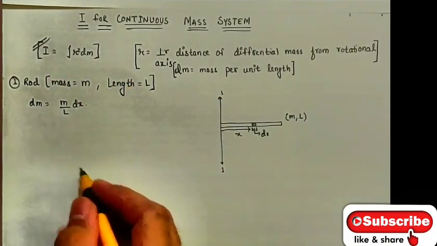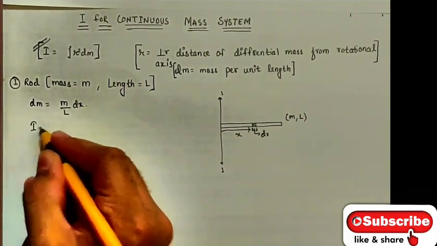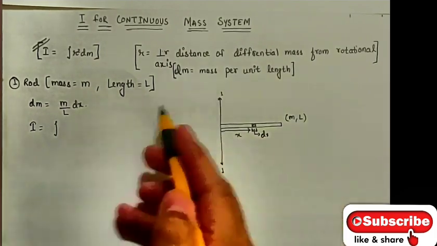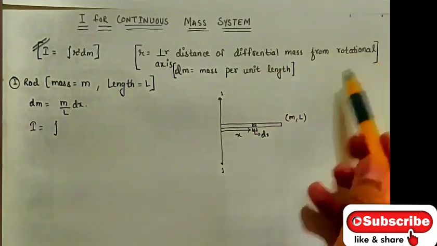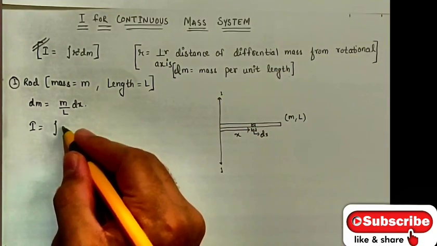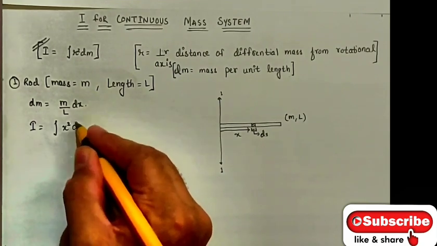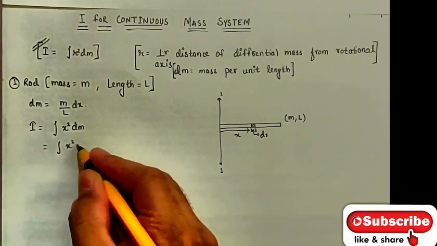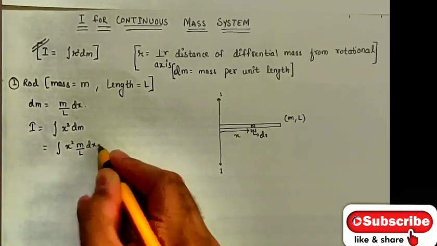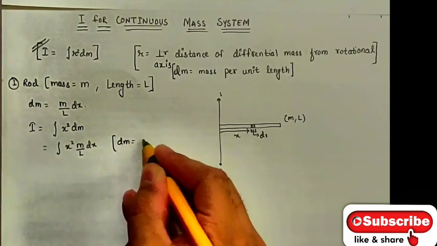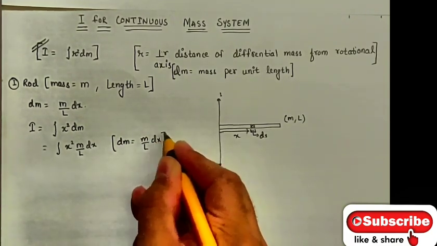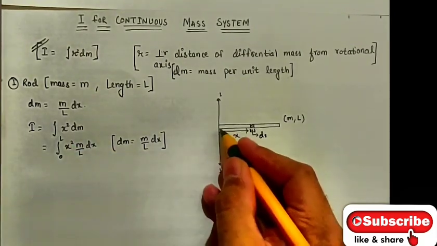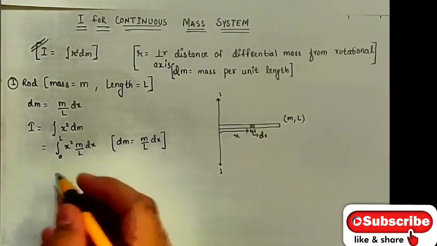Now from the above definition we find that I equal to integral r square dm. For r we have the perpendicular distance of the differential mass from the rotational axis, which is x. So x square dm, which is equal to integral of x square m by L dx, from dm equal to m by L dx. Now we have limits from 0 to L, starting from 0 ending at L.